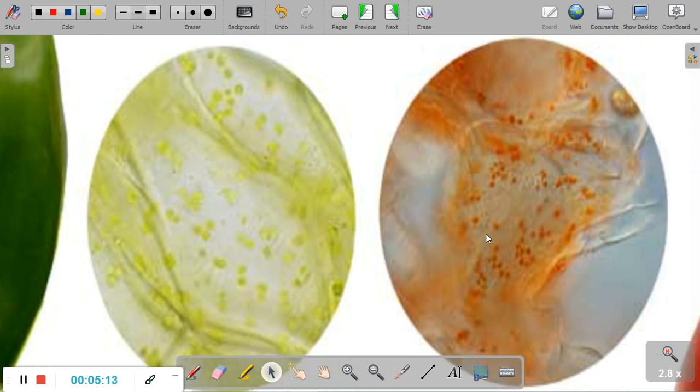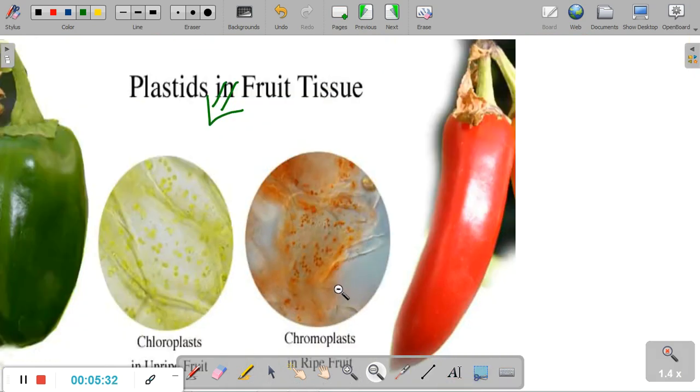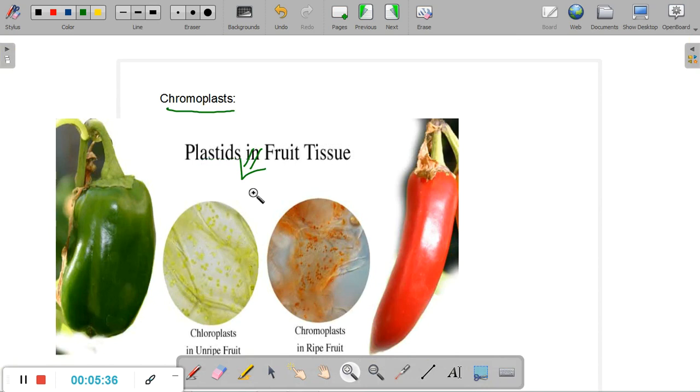If you look at this other image here, from the skin of the bell pepper, from the outer covering of the bell pepper, you can see the red colored dots, and these are again plastids which contain the red pigment called carotene or some other pigment, and these are chromoplasts. Now you must be wondering, what is the function of chromoplasts in a plant? What functions do they serve?